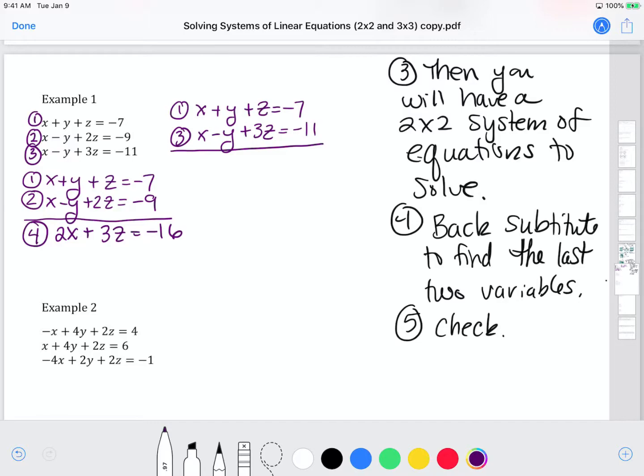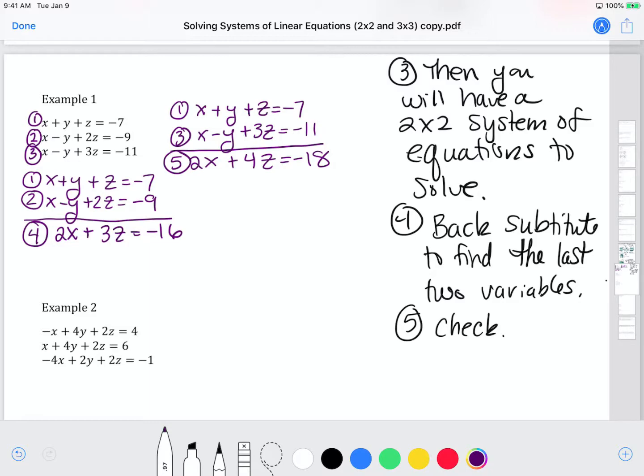Okay, now equation 1 and equation 3, I picked those because y also eliminates very easily without me having to do anything. So I'm going to add vertically, and I'm going to get 2x, the y's disappear, and I'm left with 4z is equal to negative 18. I'm going to call that equation 5. So now if you notice, I got two new equations, 4 and 5. It's a system of 2 by 2 now.